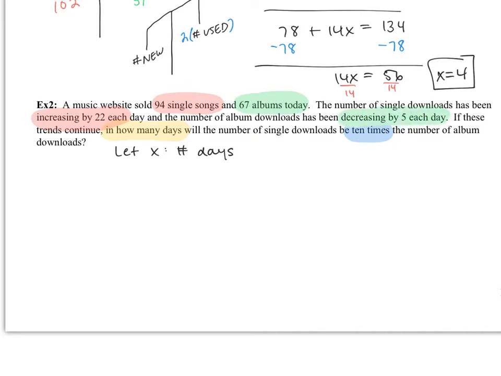So if I were to set up my scale, and on this side I were to put albums, and on this side I were to put singles, and I want to know when this number will be 10 times the amount of this number, which of these two numbers is going to be bigger? Since singles is going to be bigger, that would mean that my scale would tip in this direction.